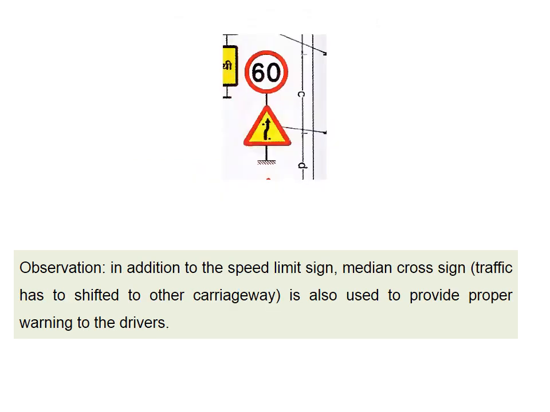Another observation is that the traffic diversion ahead board is kept already. In addition to that, there is a median crossover signboard kept here like this. This is a yellow color warning signboard that shows the median crossover. That provides additional warning to the driver. It is always combined with the speed limit. The first is the speed limit signboard, 60 km per hour.